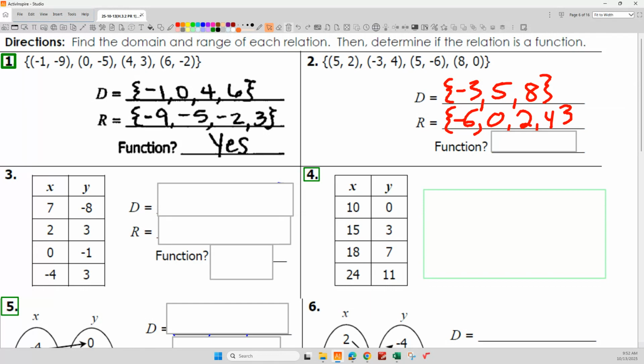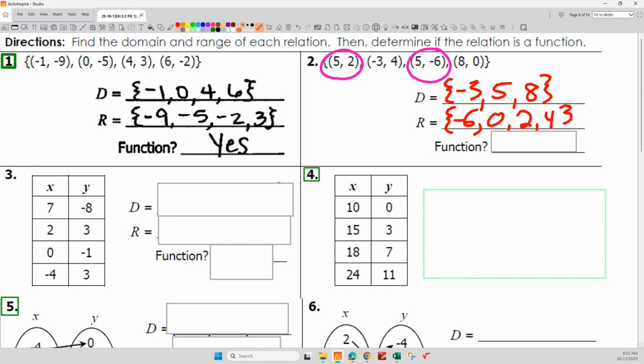Okay, give me thumbs on this. Is this one a function? Okay, good. Lots of thumbs down. How come? Yeah, two 5s, right? So we get the input 5 is paired with the output 2 and the output -6.